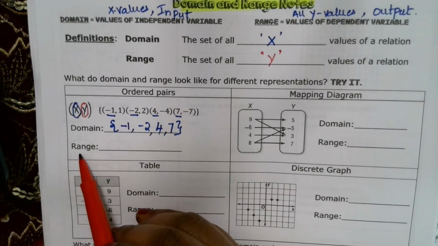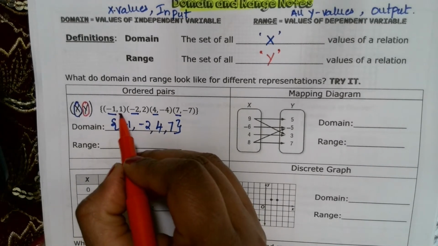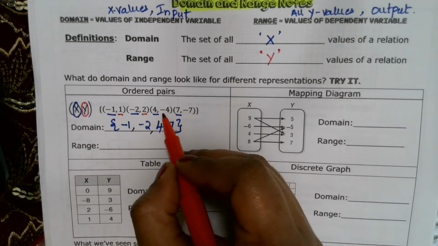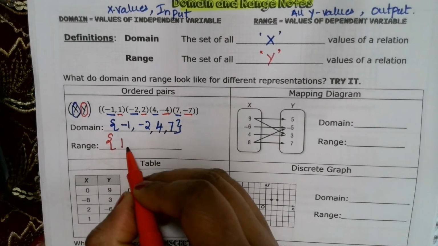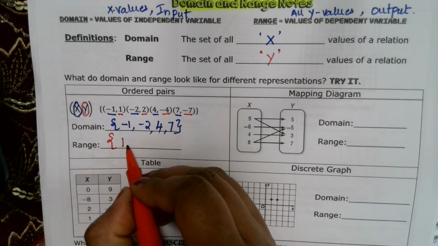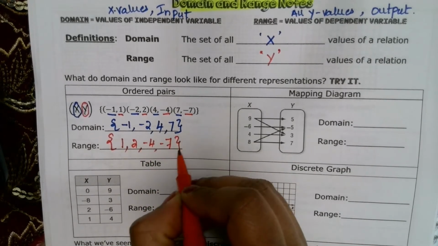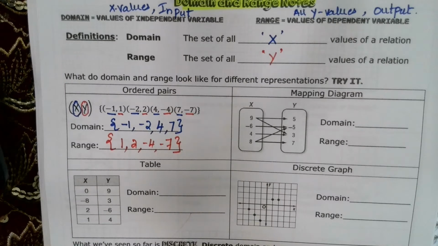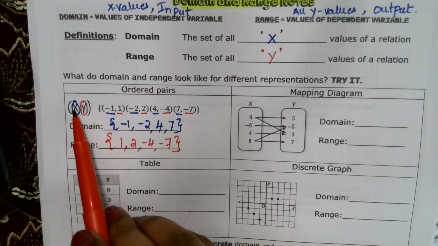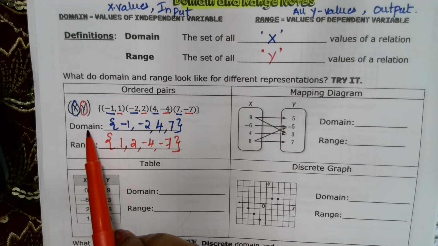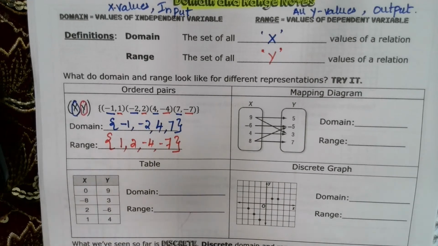Now range are all y values. So let's talk about the y values from this ordered pair, which are 1, 2, -4, and -7. Again, we're separating them by a comma. These are all your range. Again, an ordered pair is of the form x comma y. All x values, which are the first numbers, talk about the domain. Your y values are your second numbers. They talk about the range.